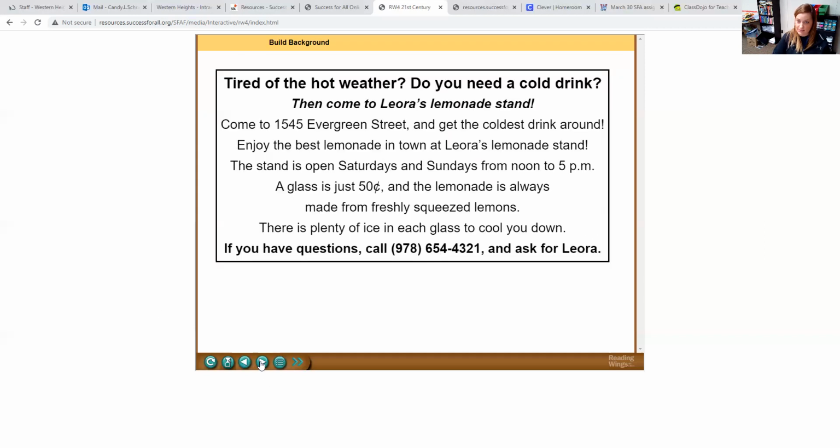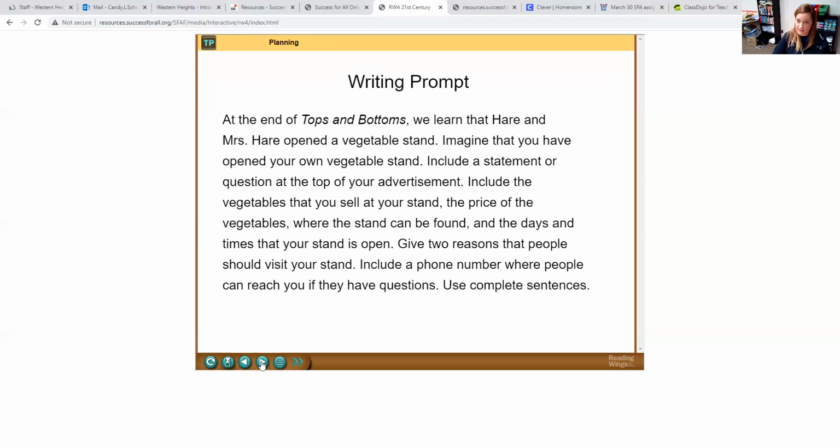So let's look at the writing prompt. It says, at the end of tops and bottoms, we learned that Hare and Mrs. Hare opened a vegetable stand. Imagine you have opened your own vegetable stand. Include a statement or question at the top of your advertisement, just like we saw in the other one. Include the vegetables that you sell at your stand, the price of the vegetables, where the stand can be found, and the days and times that your stand is open. Give 2 reasons that people should visit your stand. Include a phone number where people can reach you if they have questions.